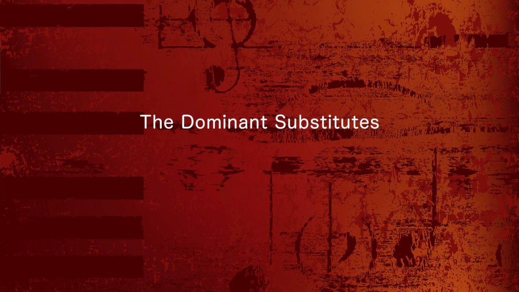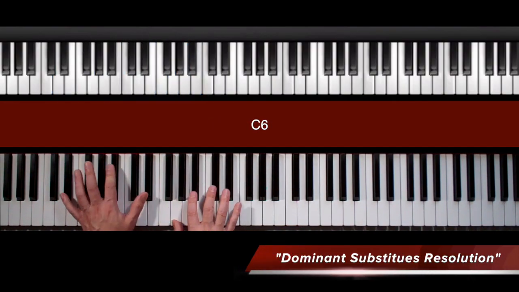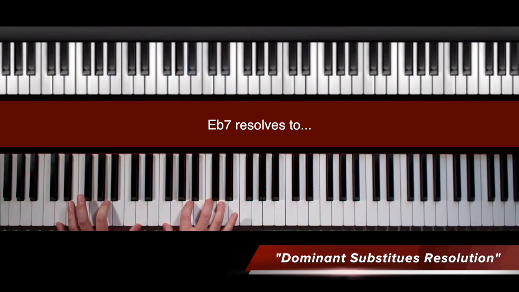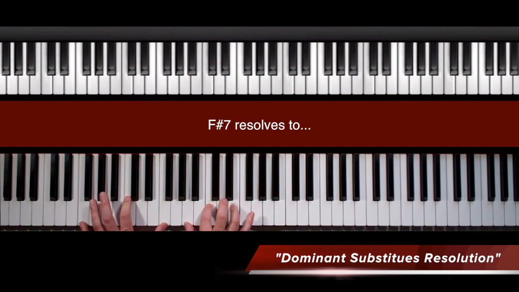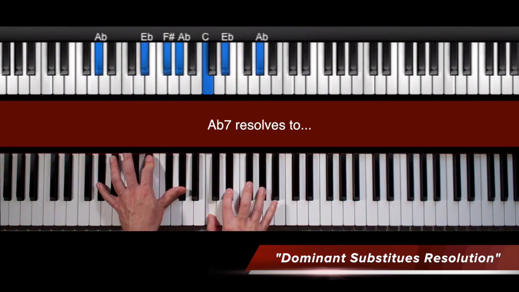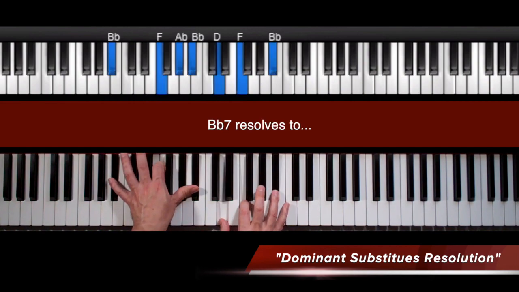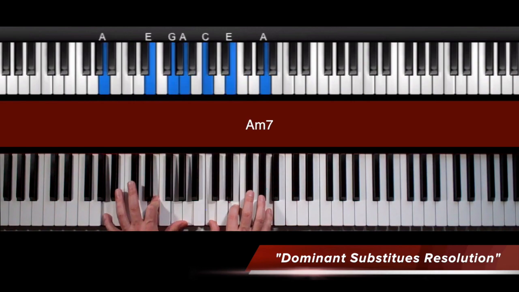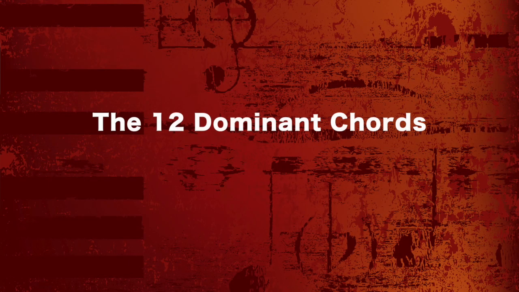The dominant substitutes of the C major scale are D flat 7 that resolves to C, E flat 7 that resolves to D, F sharp 7 that resolves to F, A flat 7 that resolves to G, and B flat 7 that resolves to A. Now that we know all the 12 dominant chords and their function, let's see them one by one.